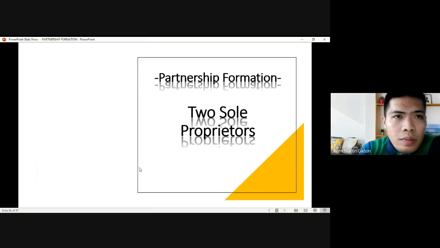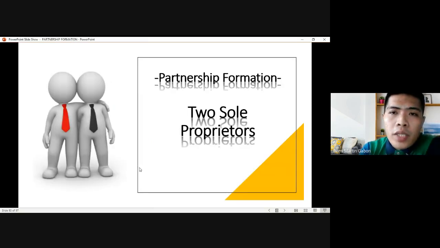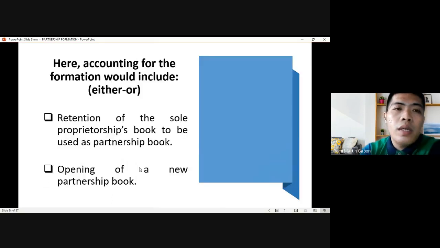So let's continue. So partnership formation of two sole proprietors. Basic concept na lang ako dito, basic procedures. So how to account? The same goes doon sa may involvement ng sole proprietorship. When we account for formation of two sole proprietors, there could either be retention of one of the sole proprietorship books as the new partnership book, or the sole proprietors may agree to open a new book. Parang the same pa rin lang naman.